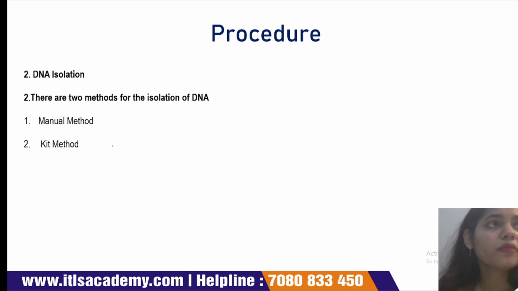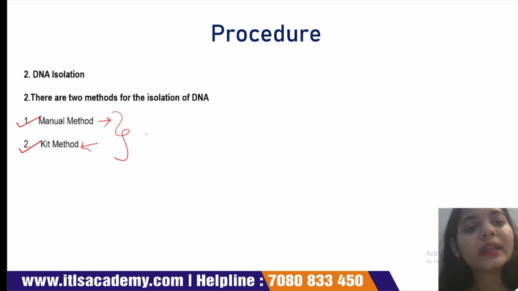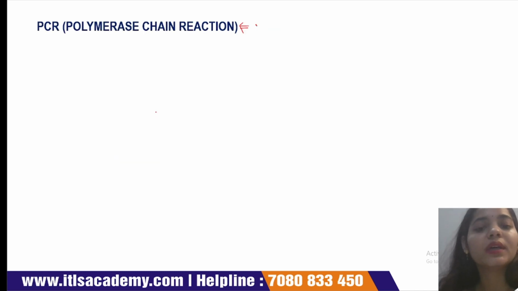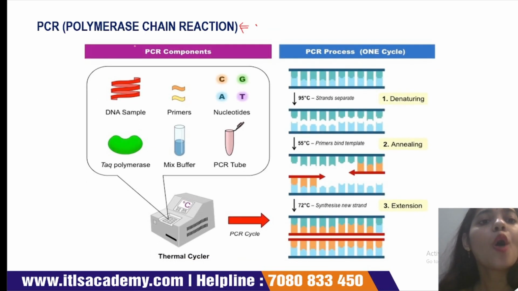There are a lot of methods. Basically, the first is the manual method and the second is the kit method. The manual method is long, and the kit method is very easy and very quick. With the help of these two methods, we easily isolate our DNA. After the isolation of DNA, we will perform the PCR. PCR is a polymerase chain reaction.